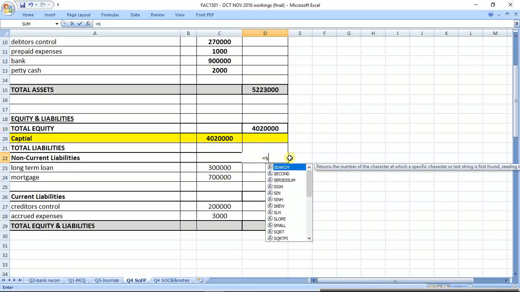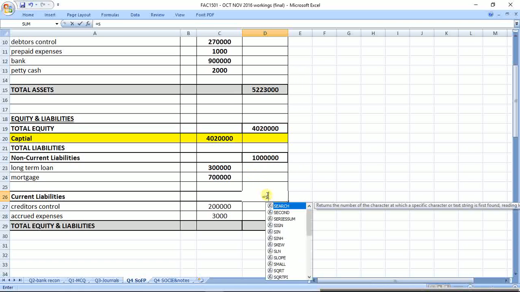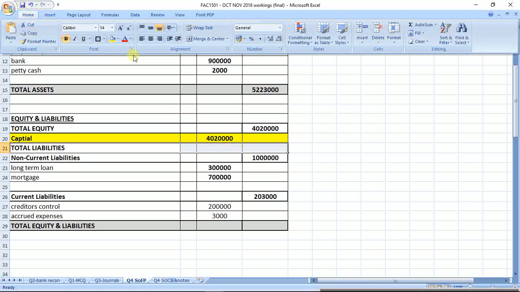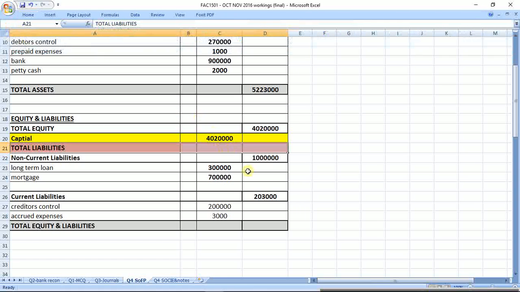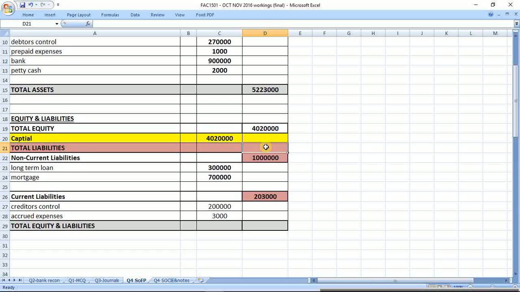My non-current, I need to sum up all of that. So there, I sum up those two. Those two added give me that. Make sense? These two added give me that. So now you've got your non-current and your current. What do you have as total? Total liabilities is what? Non-current plus the current. So total is this plus that. Gives me the total.